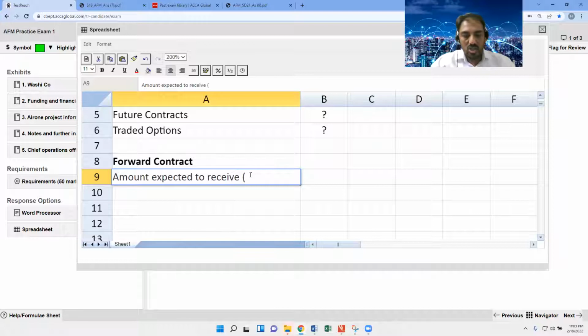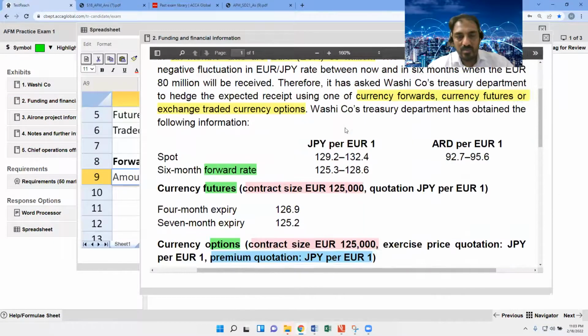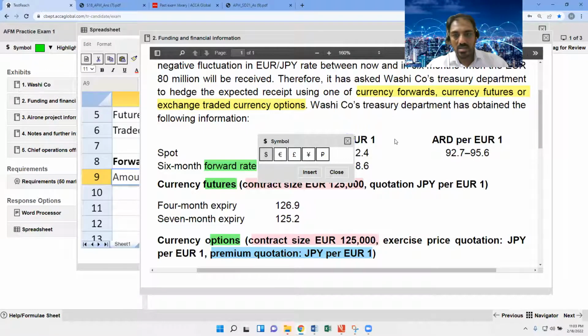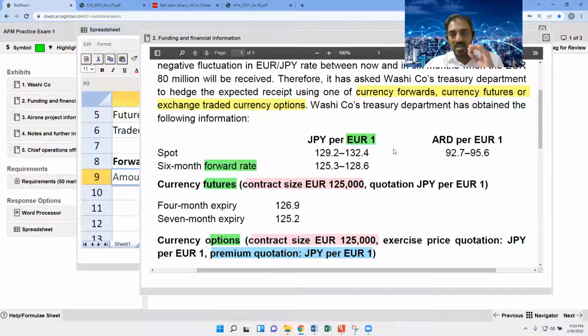How to calculate? Euro 80 million. Direct quote. Be with me. Can you please reply what rate I will take? Number one, that is the direct quote because the denominator is euro. What rate will we take? It's very simple. Direct quote. We have to sell, so the bank will buy. The lower quote is buying. That is 125.3.